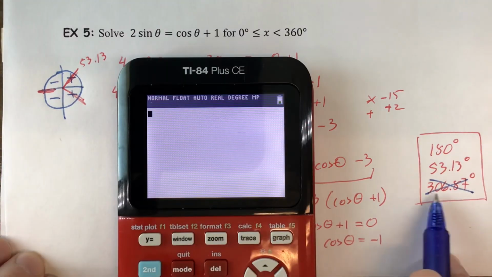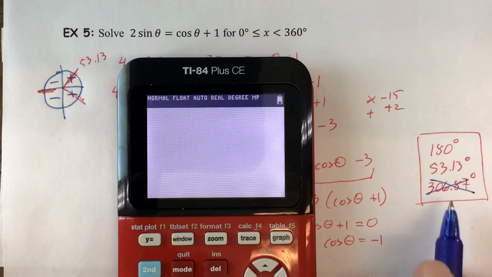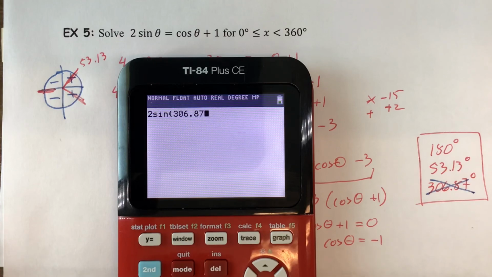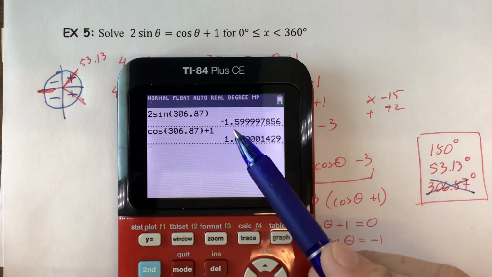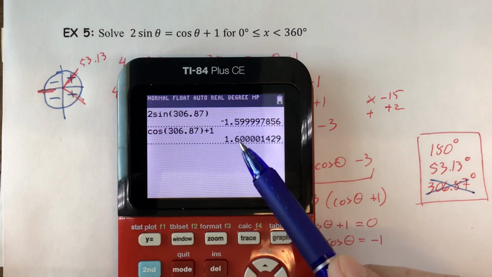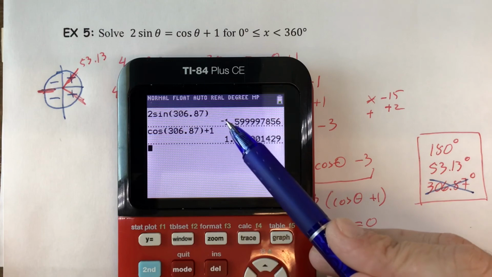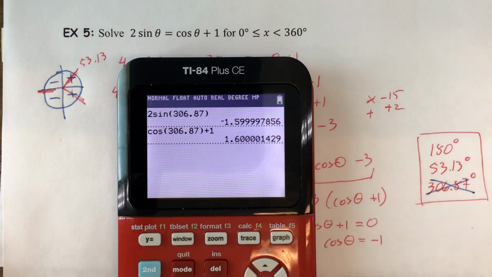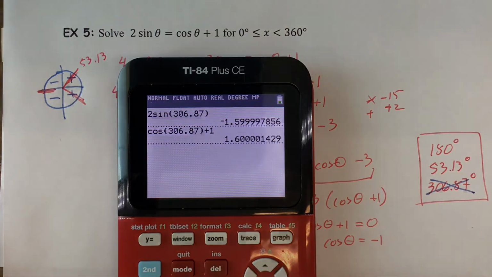Now the only way that we're really gonna know that that's extraneous though is to check our answers. So I'm gonna at least type in that one. These actually do work out though. So for the one that doesn't work, I'm gonna type in 2 times the sine of 306.87. Evaluate that, and there's your answer. Next, I'm gonna type in the cosine of 306.87 and add on 1. At a quick glance, they do look pretty darn close to each other, right? Because that 5,999 basically becomes a 6. But the difference is that that is negative and that this is positive. So the right and left sides of the equation don't actually give us the same value. They give us opposites, which will make that an extraneous solution, and we eliminate it.